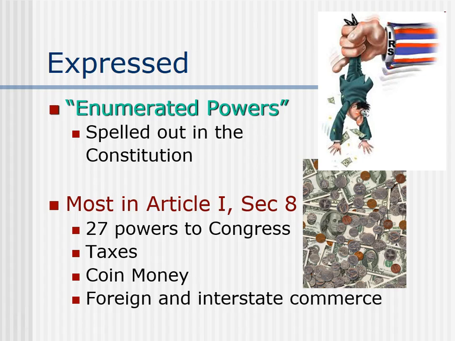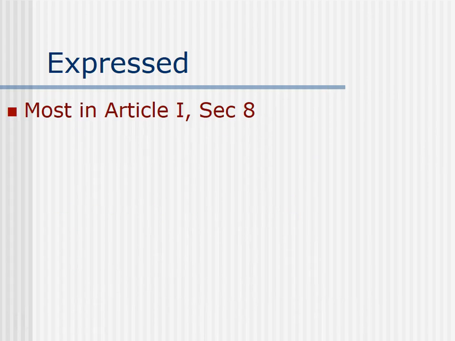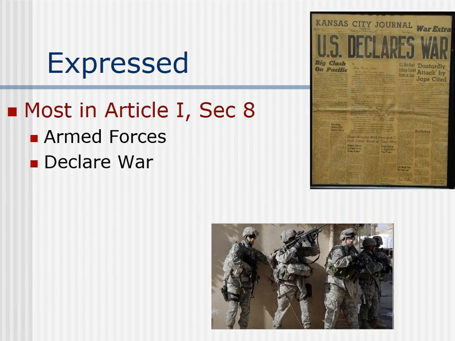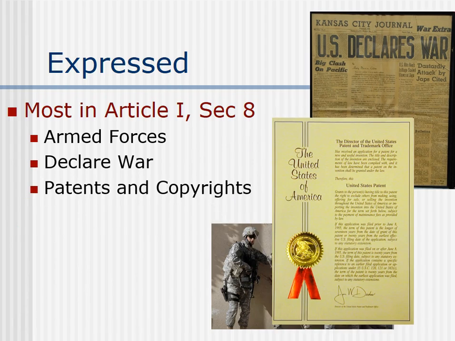They are things like collecting taxes, coining money, printing money, controlling foreign and interstate commerce, commerce between other states within our union, controlling a military, declaring war. Patents and copyrights, important to protect your intellectual property. One of the things that allows America to have so much innovation is that people can invent and know that their inventions, or their books, or their music, or whatever creatively they do, is protected.